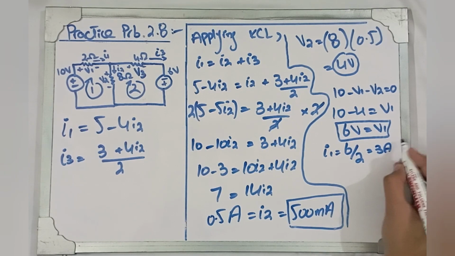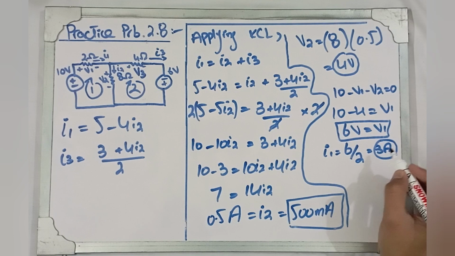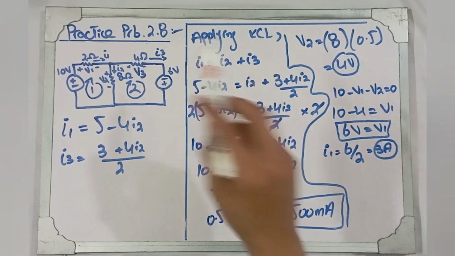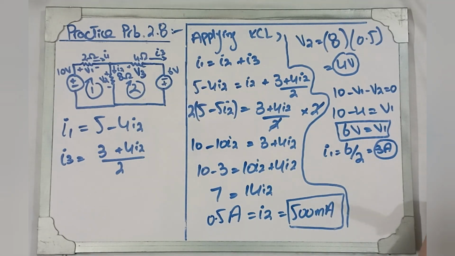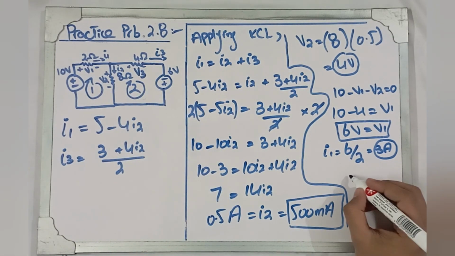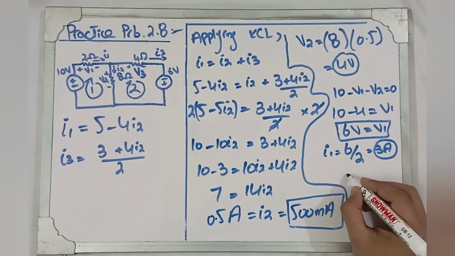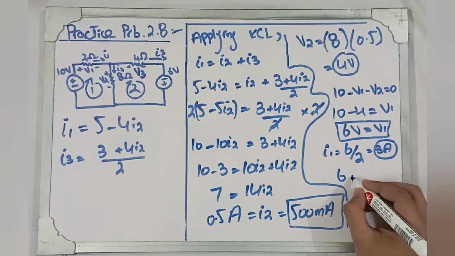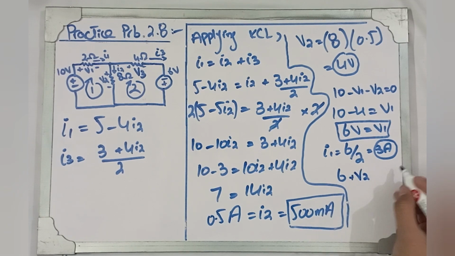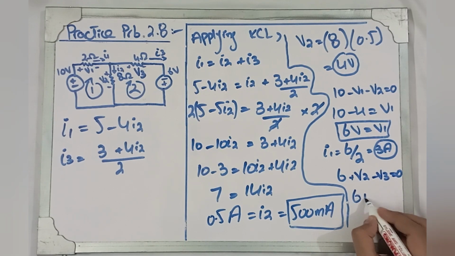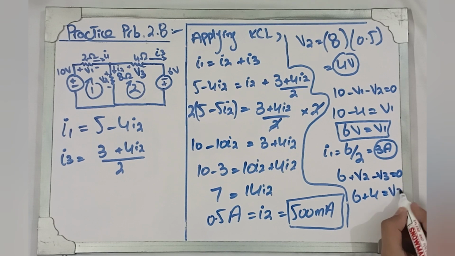that will be equal to 3 amperes. Now again we will plug the value of V2 in the KVL equation of the second loop. The KVL equation of the second loop was 6 plus V2 minus V3 equal to 0. Now plugging the value of V2, 6 plus 4 equal to V3. So our V3 will be 10 volts.